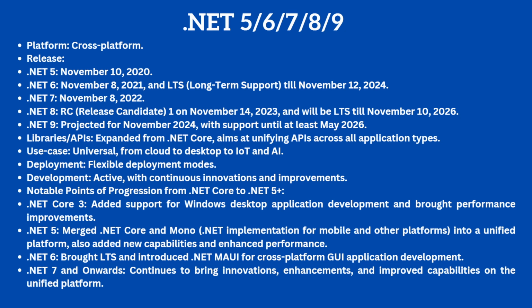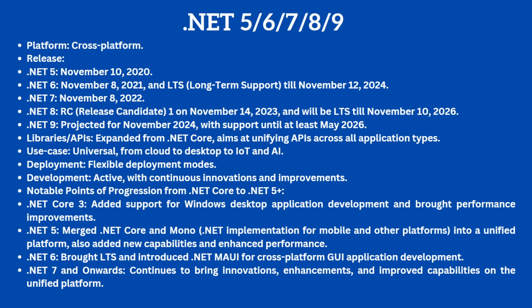.NET 5 actually merged .NET Core and Mono, and then .NET 6, which was released in November 2021, introduced .NET MAUI. .NET 7 was released in November 2022, and as of now is the latest stable release, but you can actually download and try .NET 8, which is a preview version of a future release, and its official release will be on November 14, 2023.